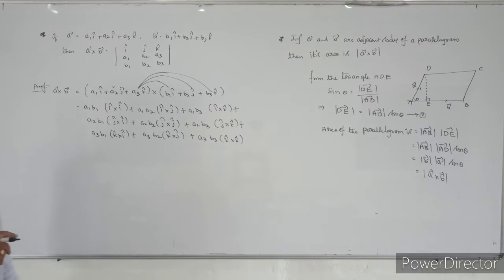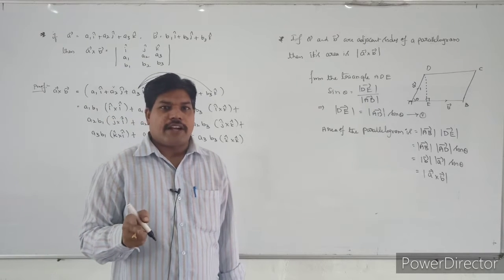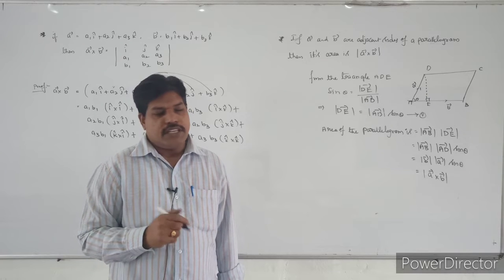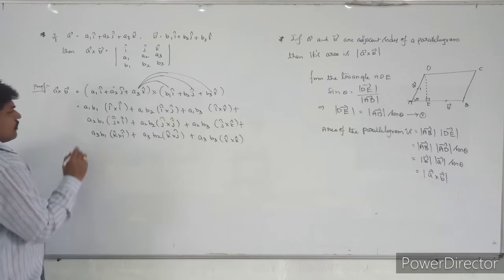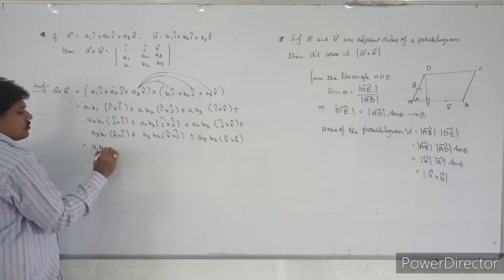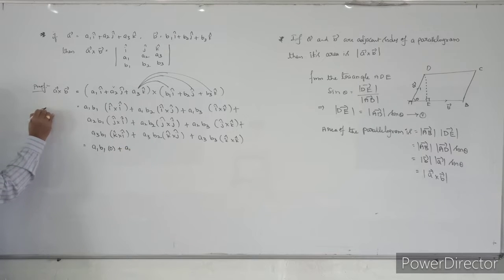Already you know that if you apply the cross product between the same vectors, that is parallel vectors, then the cross product becomes 0. So the first one is A1 B1 i cross i, a parallel vector, so it becomes 0. Now see this i, j, k. If it is in order, i cross j becomes k. If it is in reverse order, we get minus k. So see that carefully.